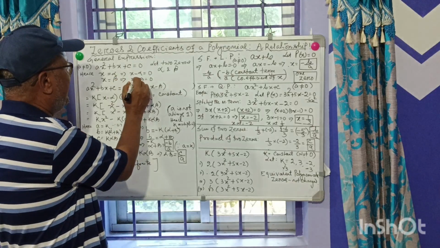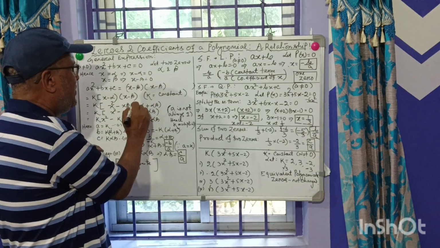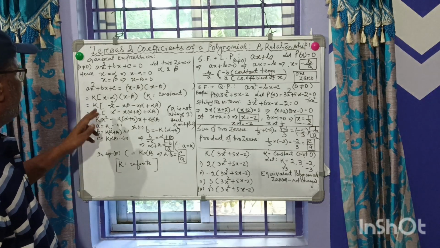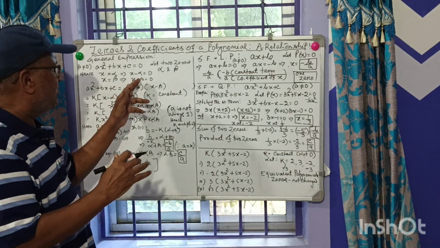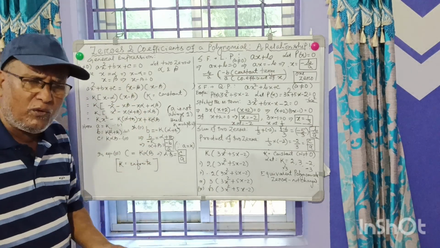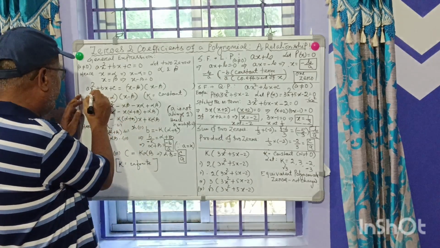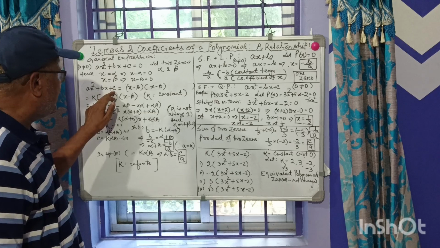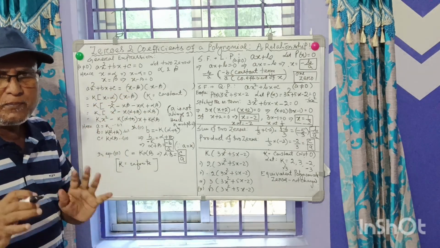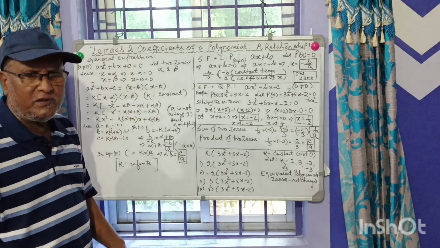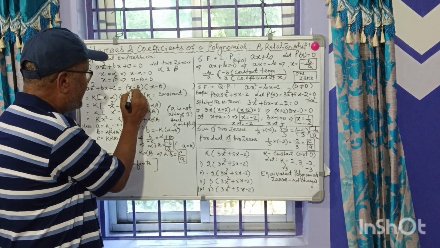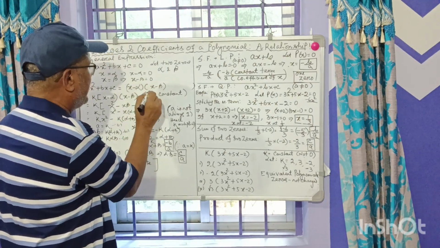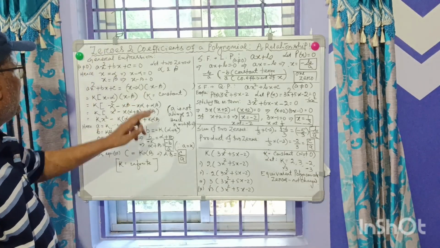So here x - alpha is 0 and x - beta is 0. There are two expressions, and the product of the two expressions is 0. So we can write ax² + bx + c, the quadratic polynomial, is equal to the product of the two zeros, x - alpha into x - beta.